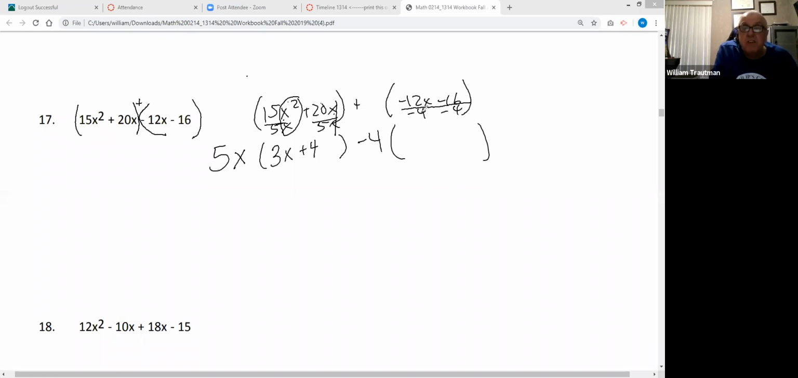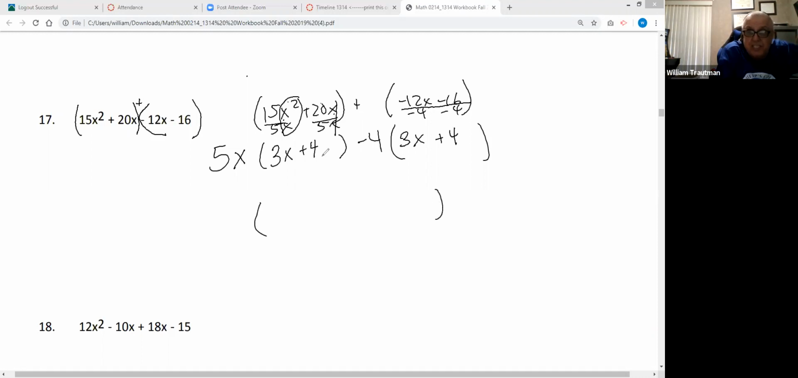Negative 12x divided by negative 4 is a positive 3 with an X. Negative 16 divided by negative 4 is a positive 4. Do you see? You have to divide by a negative, and the parentheses are identical. If the parentheses are not identical, you can't continue. We're going to now factor out the parentheses.